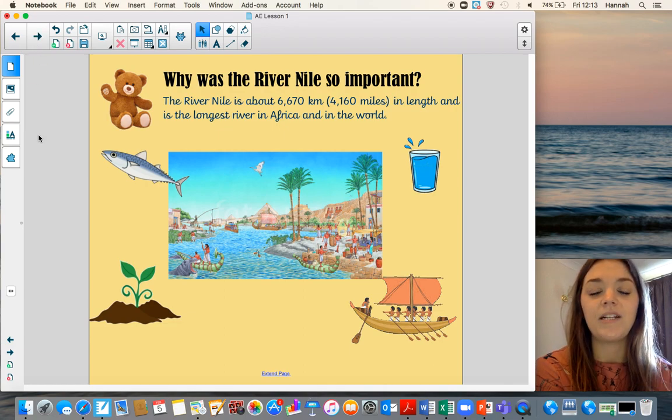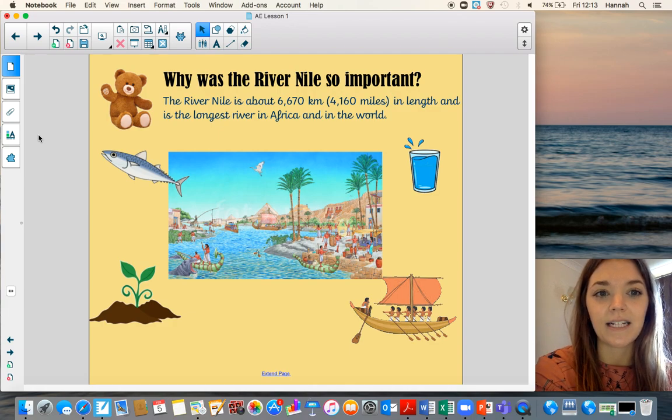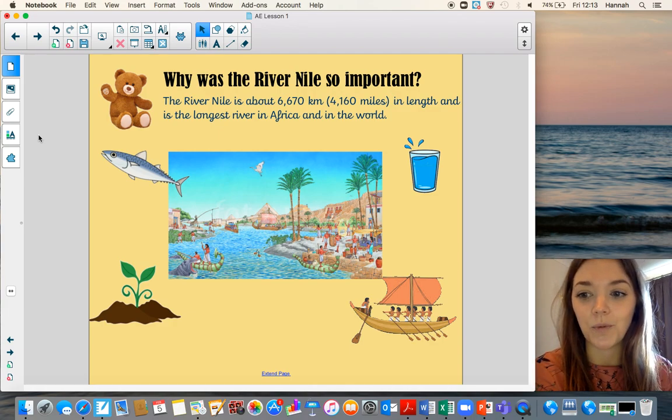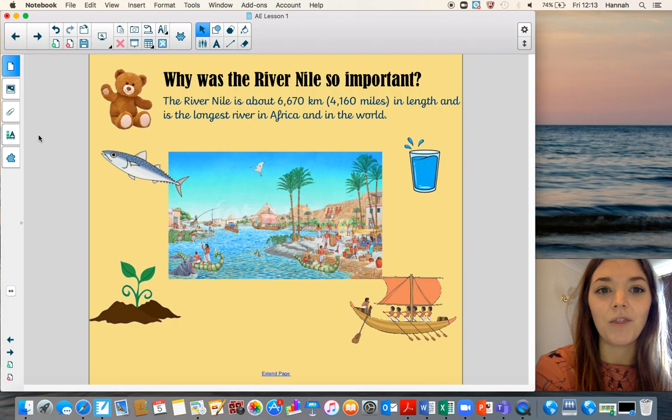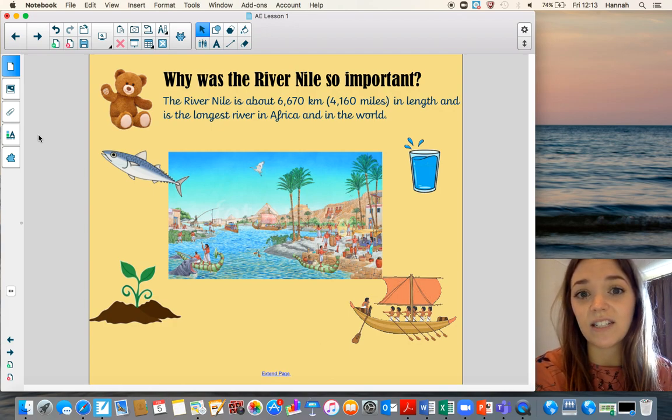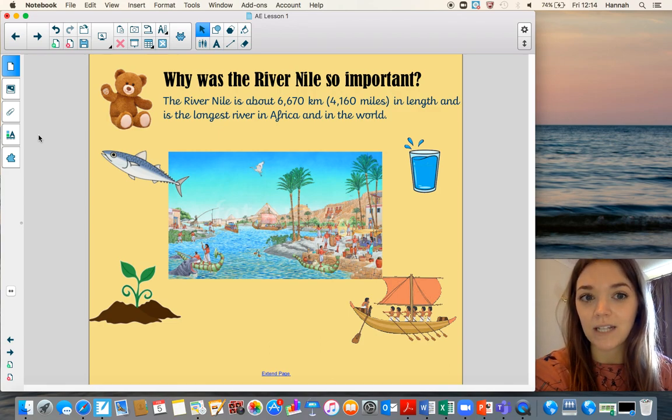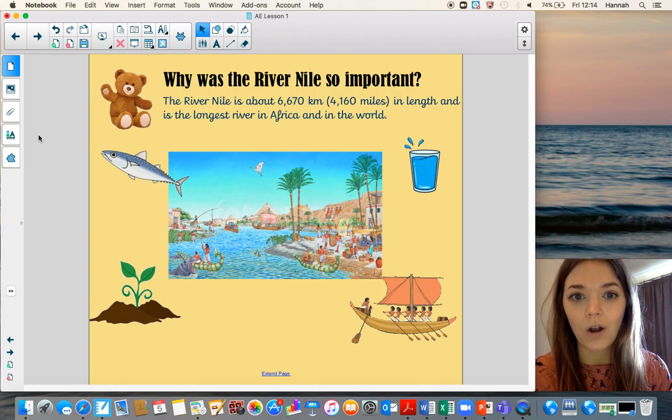So I mentioned before in those initial pictures that we were going to look into the River Nile in more detail. So the River Nile is about 6,670 kilometres or 4,160 miles in length, and it's the longest river in Africa, but also the longest in the world. So it's not just found in Egypt because it is so long.